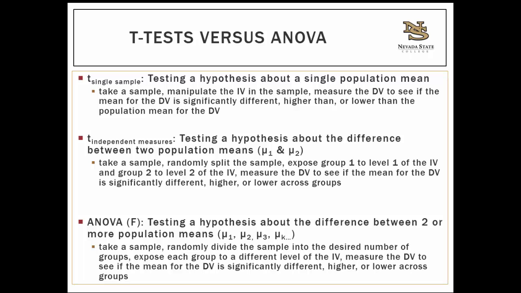Whereas if you do multiple t-tests, each t-test has its own type 1 error and you're just kind of multiplying it up with all those multiple t-tests. So in short, we use ANOVA instead of multiple t-tests to avoid an increased chance of making a type 1 error. And that's an important concept to understand.